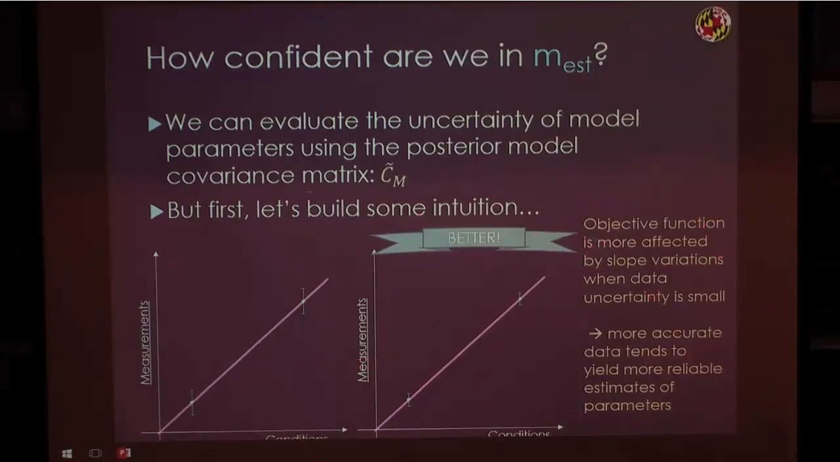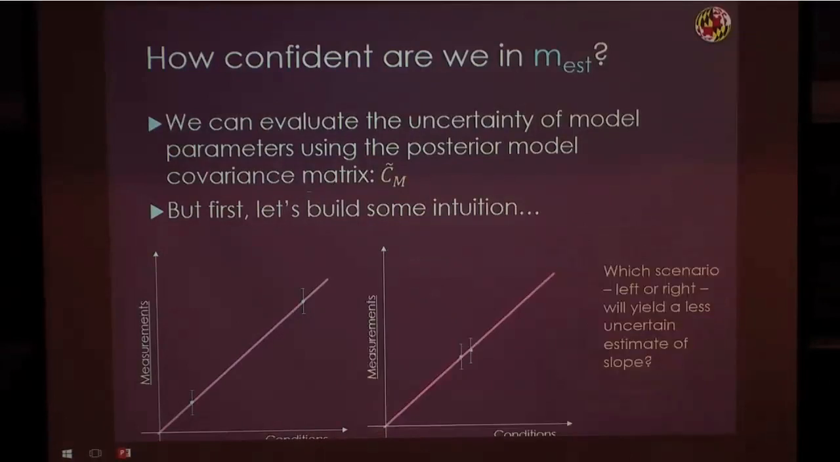The objective function is more affected by slope variations when you have small uncertainties, because those deviations get divided by a smaller number, so they become bigger, they get squared, they become even bigger. So small variations in slope are going to affect your misfit function a lot, and therefore more accurate data tends to yield more reliable estimates of parameters. This is very intuitive, but it's important, and it's important that our theory lines up with that expectation.